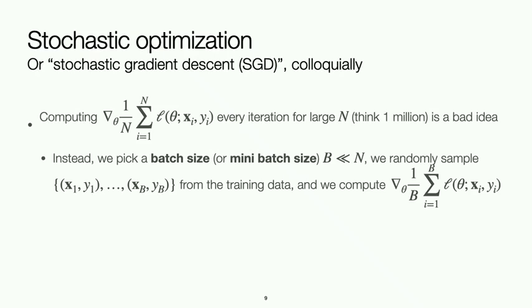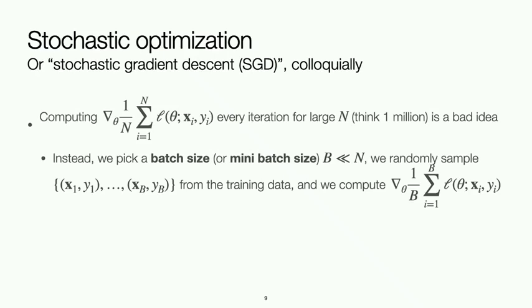So instead, in stochastic optimization, what we do is we pick a smaller number b. b is much less than n. That's what these two arrows mean. Some number that's much smaller than n typically. And we call that b our batch size or our mini batch size. And then what we do is we compute the gradient of our average loss with respect to only b data points rather than all of the data that we have.